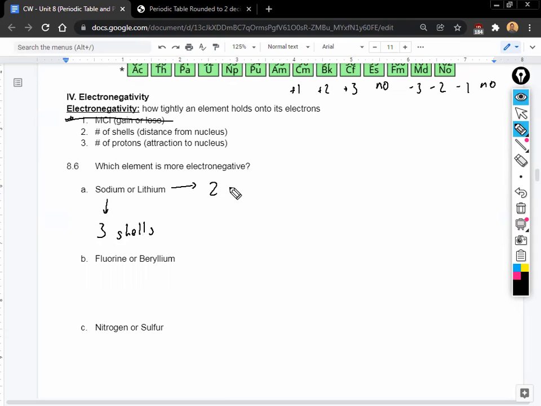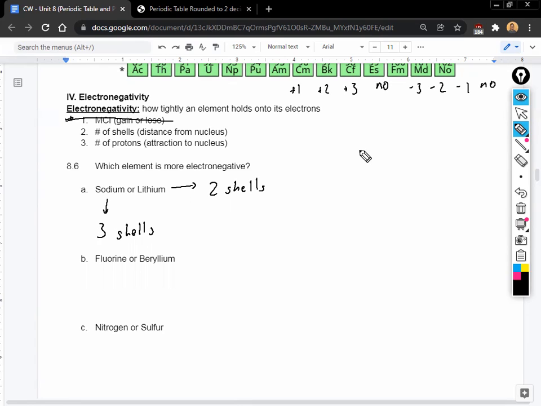2. Yeah, 2 shells. Let's think about this logically. Sodium is holding the electrons at 3 shells distance, so it's like over there. Lithium is holding it only at a 2 shell distance, so like over here. If I was holding my phone at 2 and 3, which one is it easier to steal from me? 3. Yeah, 3, when it's further away.